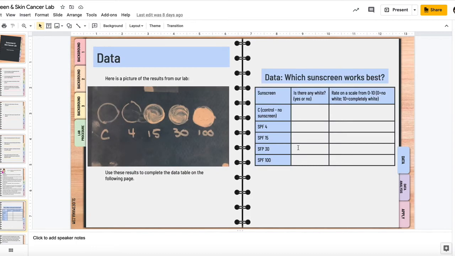Here we have the data. So these would be the results of the lab. This UV sensitive paper is blue wherever it was exposed to UV light, and it's going to be white where the UV light was blocked from reaching the paper. So essentially, the more white the paper is, the more UV light was blocked from the paper there. You have this data table to fill out based on the results you see here. This was an example of the lab after we did it last school year. So you'll use those actual results to complete your data table.